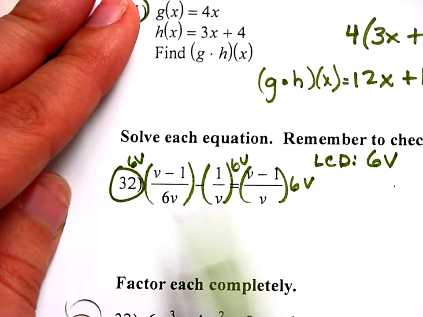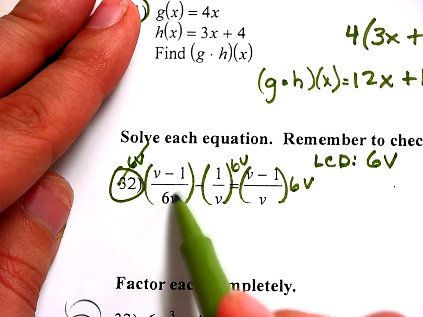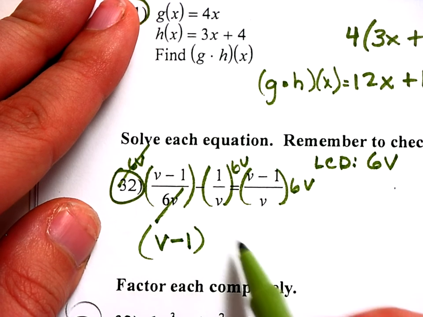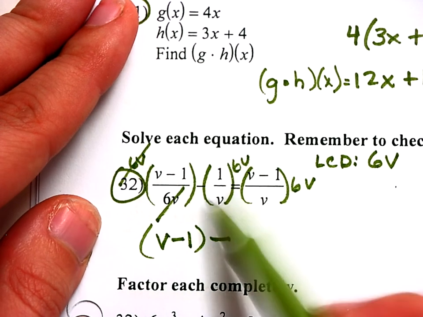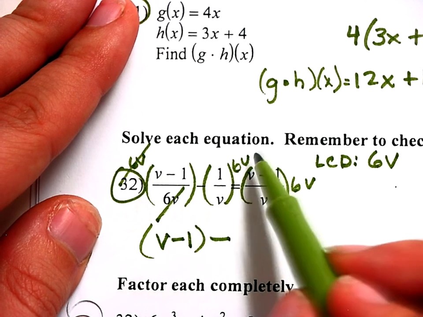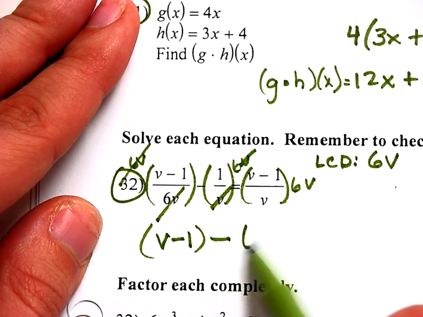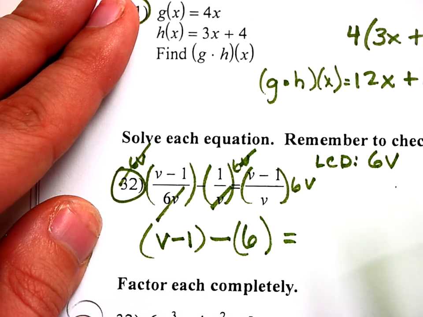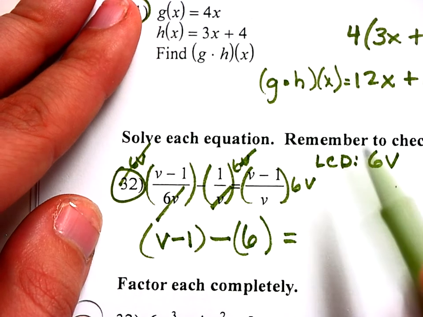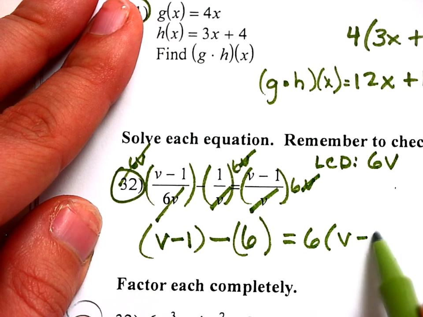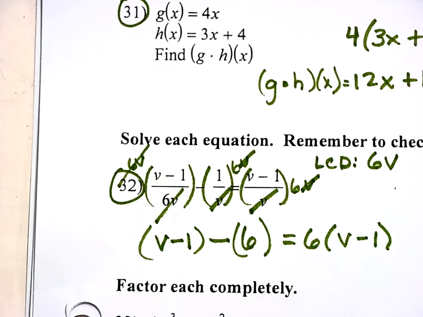So when I multiply the first fraction by 6v, these are going to cancel, and all I have left is a v minus 1. Subtract. And then when I multiply the second fraction by 6v, just the v's are going to cancel, and I still have the 1 times 6. This is minus 6 equals. And then last equation, again, those v's are going to cancel, and I have a 6 times v minus 1. So this is going to be really simple to solve.